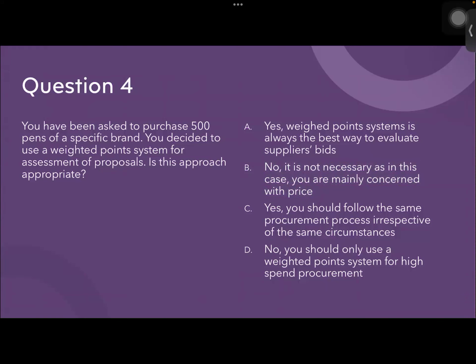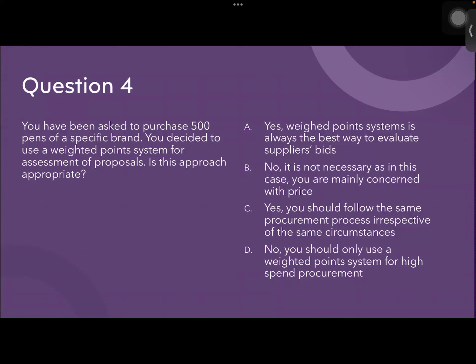Right, I think this question should be closed, and I need to review the answer. Jessica, close this question for me. Okay, thank you. In this question, we have a very specific situation where you need to purchase 500 pens from a specific brand, and you are about to use a weighted score system for the assessment. Is this appropriate?